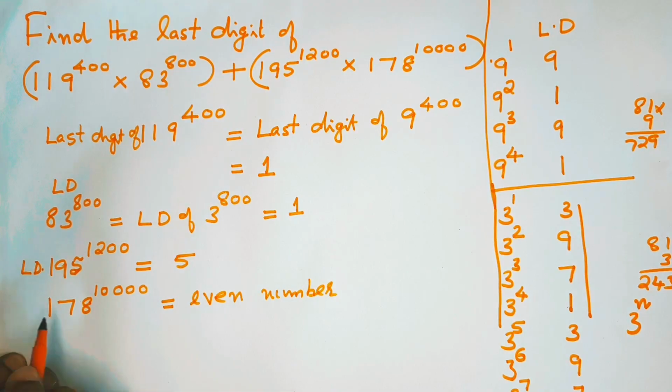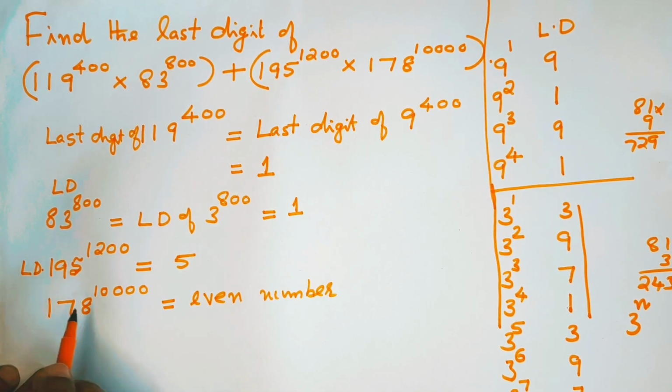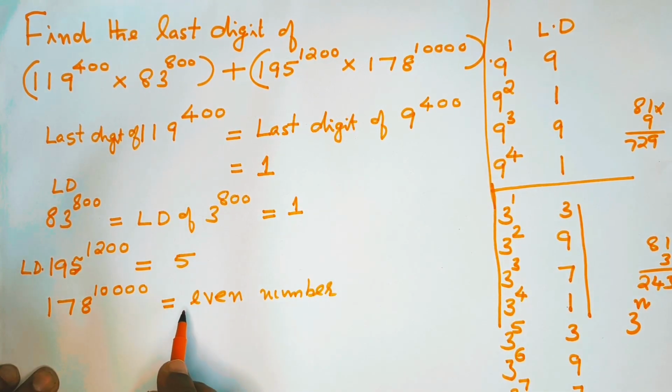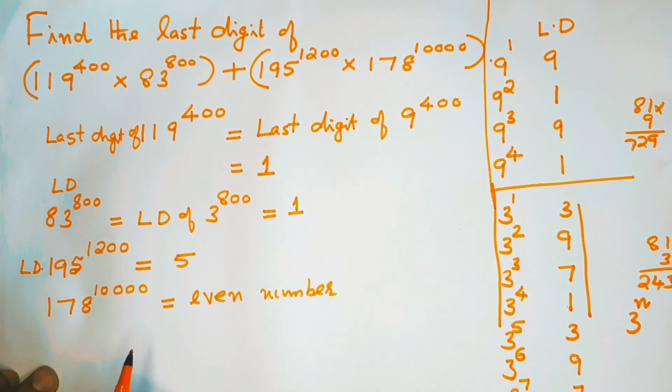Why do I say that? What is the meaning of this? You are multiplying 178, which is an even number, by itself 10,000 times. If you multiply an even number by itself any number of times, that is going to result in an even number. So you can conclude this number is an even number.